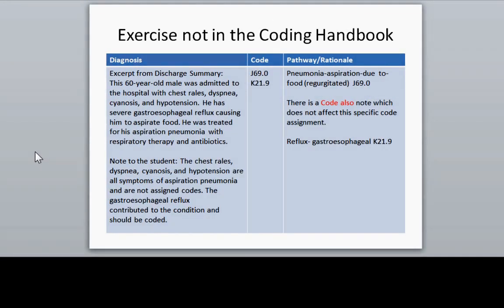Here's an excerpt from a discharge summary. The 60-year-old male was admitted to the hospital with chest rales, dyspnea, cyanosis, and hypotension. He has severe GERD, gastroesophageal reflux, causing him to aspirate food. He was treated for his aspiration pneumonia with respiratory therapy and antibiotics. So my note to you is chest rales, dyspnea, cyanosis, and hypotension are all symptoms of aspiration pneumonia and are not assigned codes. The GERD that contributed to the condition should be coded. When I say GERD, I'm saying G-E-R-D.